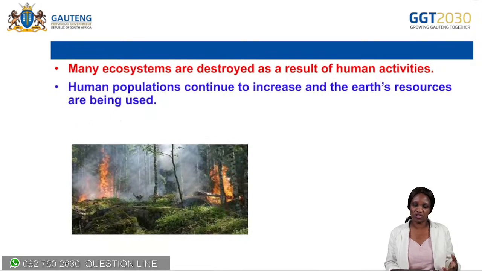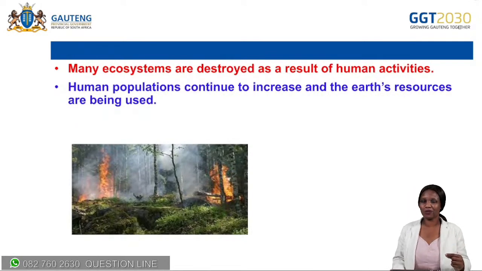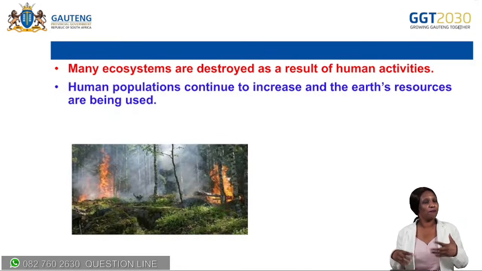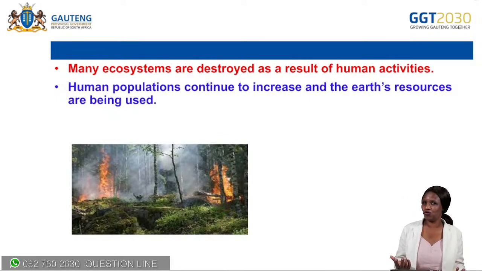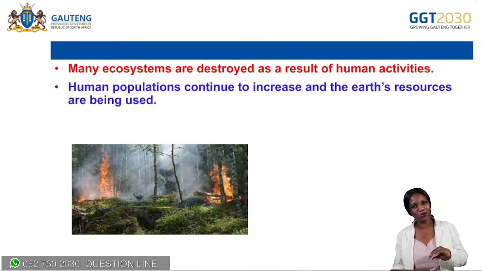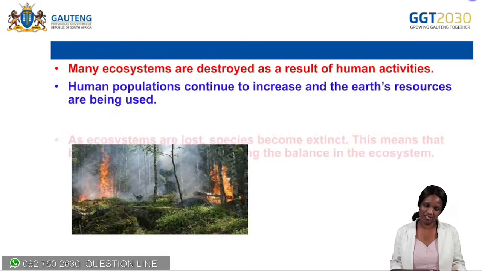And then human populations continue to increase. We continue to increase because we are reproducing. Okay. And then the earth resources are being used up. That's why we need to conserve, we need to protect, we need to manage our resources. That's why we've got national parks. Because if there were not national parks, most animals will be extinct by now. Because people will kill the animals for medicinal use, even for food. All right. Remember, we are omnivores. We depend on plants and also on animals, that is meat.